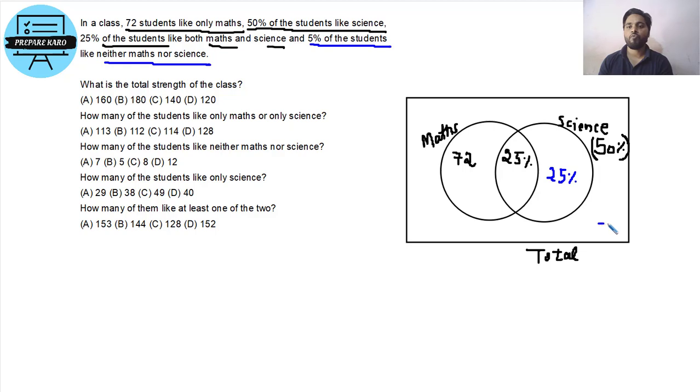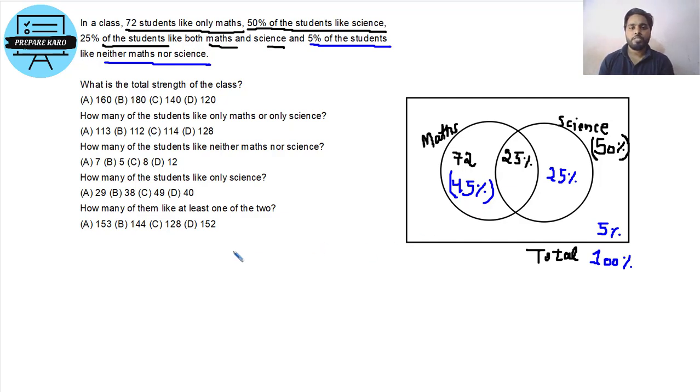None is 5%. So can I say if total students, obviously 100% is the total number. Out of 100%, 5% is none, 50% is science. Can I say remaining 45% is maths? Alright, 50% is here. Only maths will be 45%. 50 plus 5 plus 45 is 100, right?